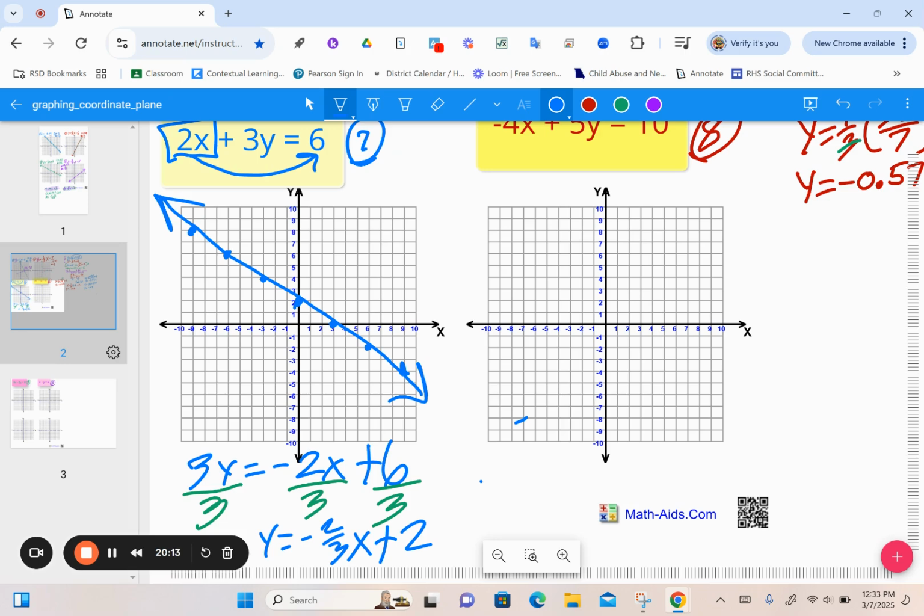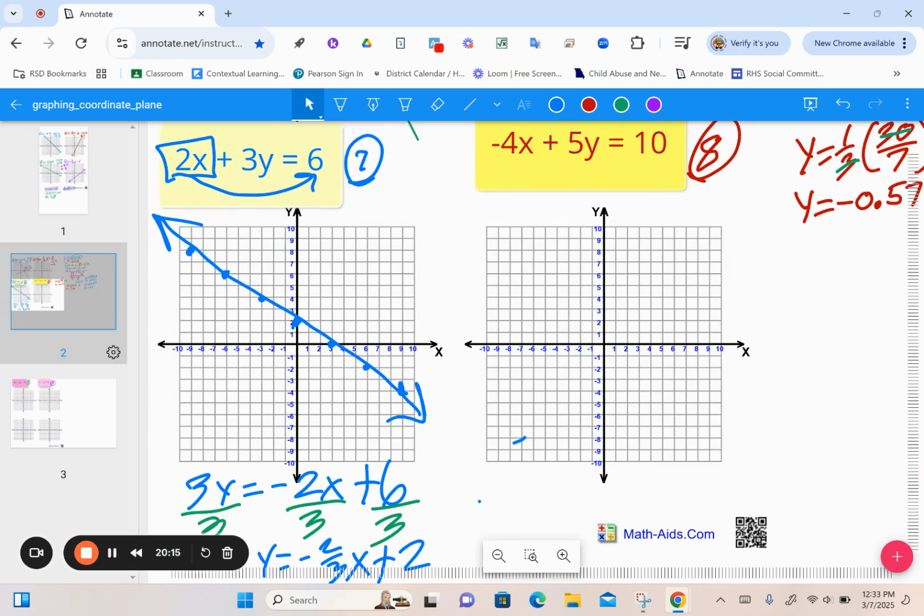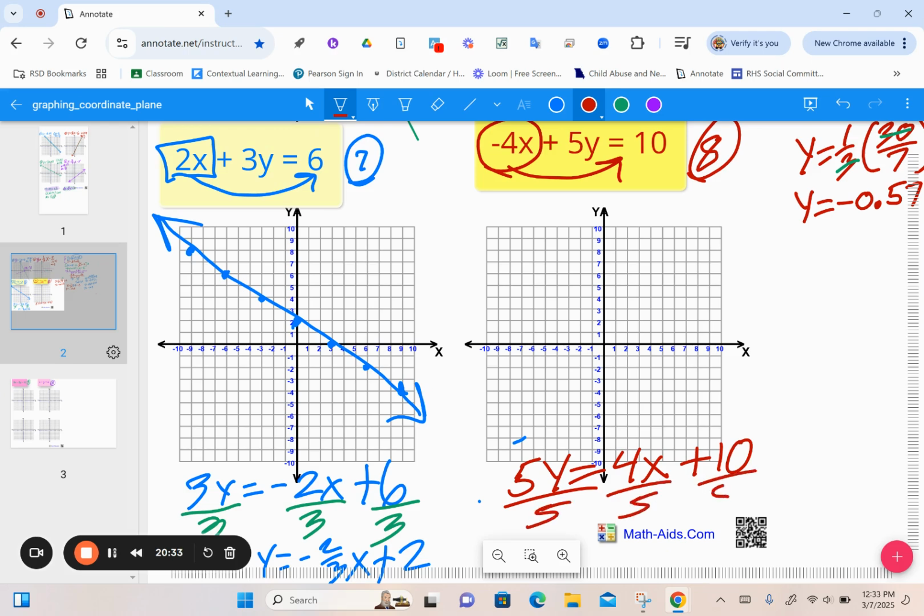So we change the sign when we move it across. Here, I'm going to pick up negative 4x, move it to the other side to get 5y equals positive 4x plus 10. Now I'm going to come through, divide by 5, and I end up with y equals 4/5 x plus 2. So graph it at 2.